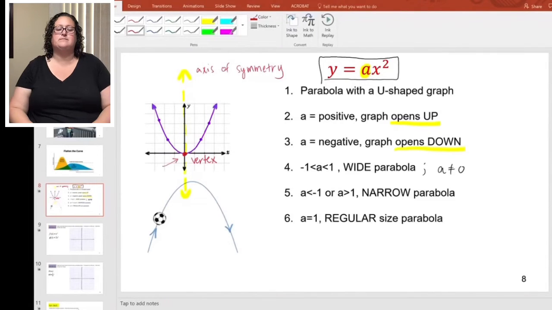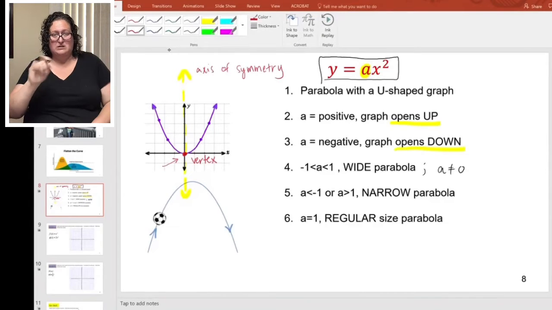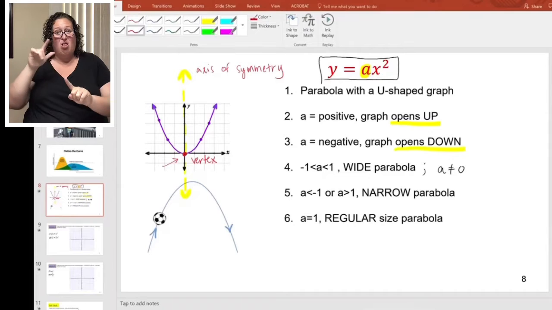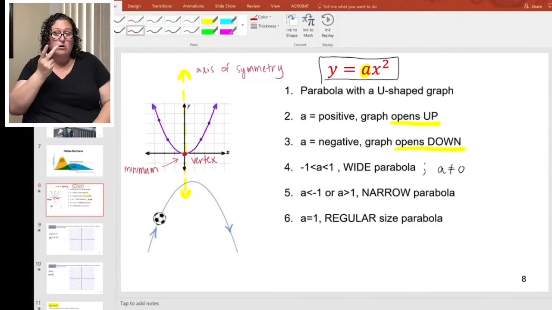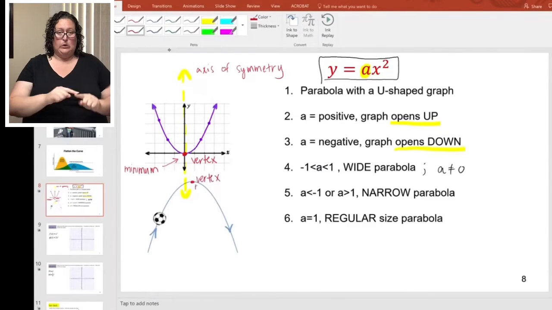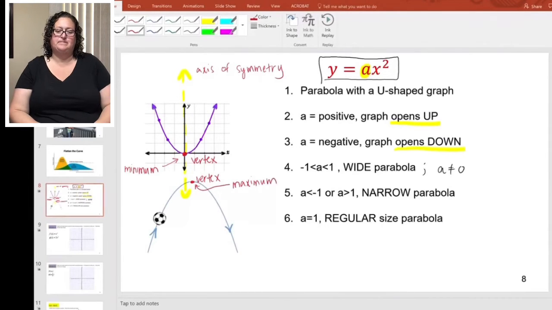In this picture, the lowest point of the parabola is where the vertex is. Because this point is the lowest point, we call that a minimum. And if we look at the parabola below, we have our highest point, which is also located at the vertex. That highest point is called the maximum. So now let's learn how to graph.